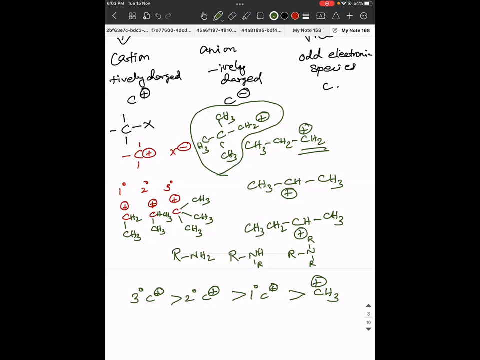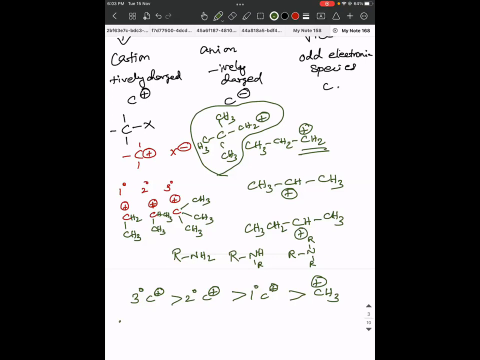Now I'm saying that tertiary carbocations are more stable than secondary, then primary, then methyl. So what is the reason? Keep that hint in mind. Okay, so we are going to see why that is the reason.